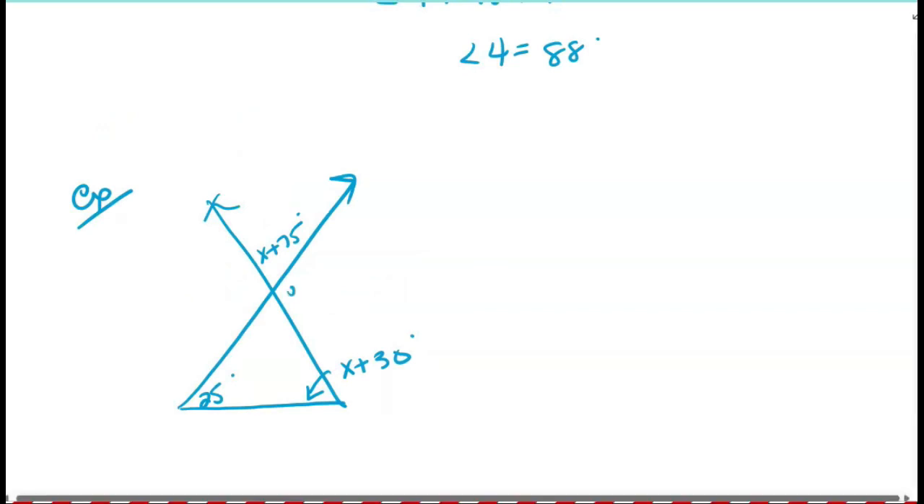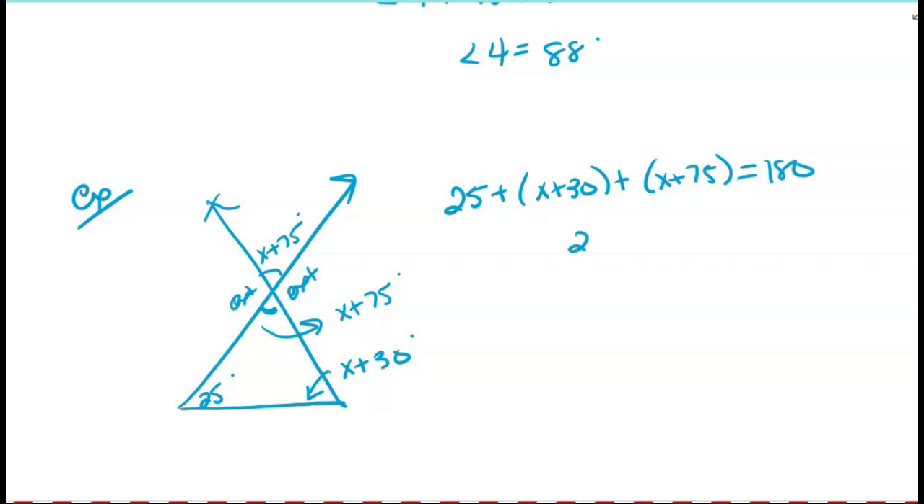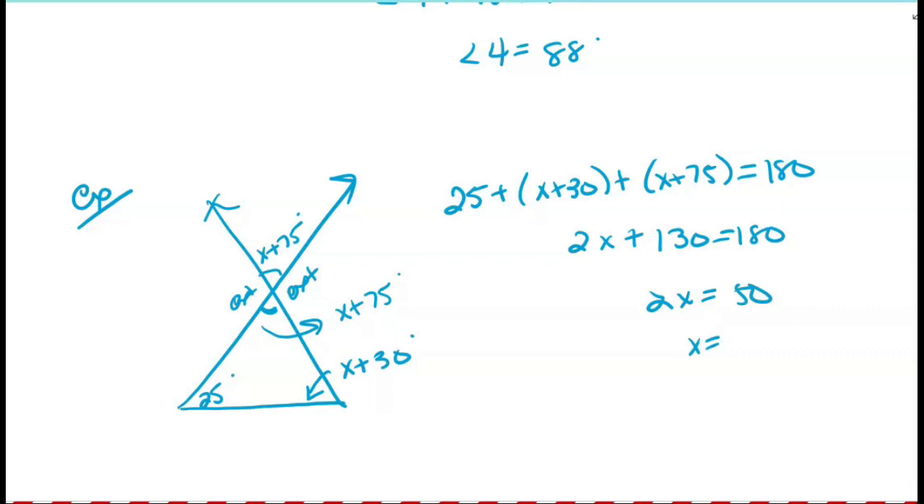All right, but don't be fooled by this shape. The exterior angles would be here and here. But I could use the fact that this angle and this angle are vertical angles, meaning that this value is also x plus 75. And now I have something I can work with. Now I have 3 potential angle measures that I know need to add up to 180. All right, and then you do some simple math. We're going to get 2x plus 130 equals 180. 2x equals 50, and x equals 25.